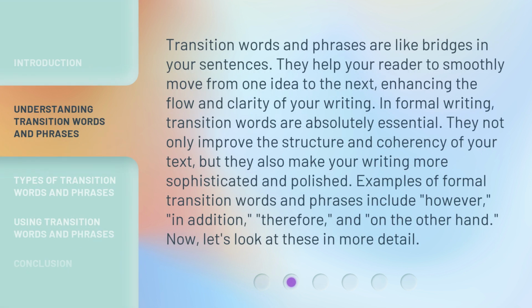Transition words and phrases are like bridges in your sentences. They help your reader to smoothly move from one idea to the next, enhancing the flow and clarity of your writing. In formal writing, transition words are absolutely essential. They not only improve the structure and coherency of your text, but they also make your writing more sophisticated and polished. Examples of formal transition words and phrases include however, in addition, therefore, and on the other hand. Now, let's look at these in more detail.